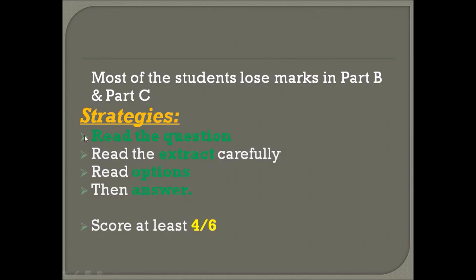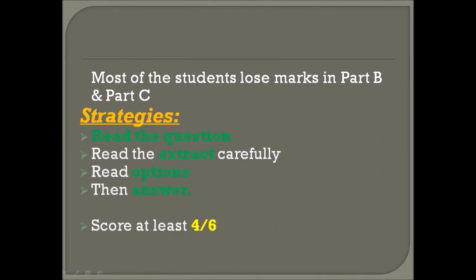Let's take an example: you read the question in 10 seconds, then you have 1 minute and 15 seconds to read your extract and options. So read your extract in 1 minute and 20 seconds with full care. Then read your options in 20 seconds. So that consumes 1 minute and 30 seconds here. Now you have 30 seconds to answer. In this way you can use your 2 minutes on each question in part B.